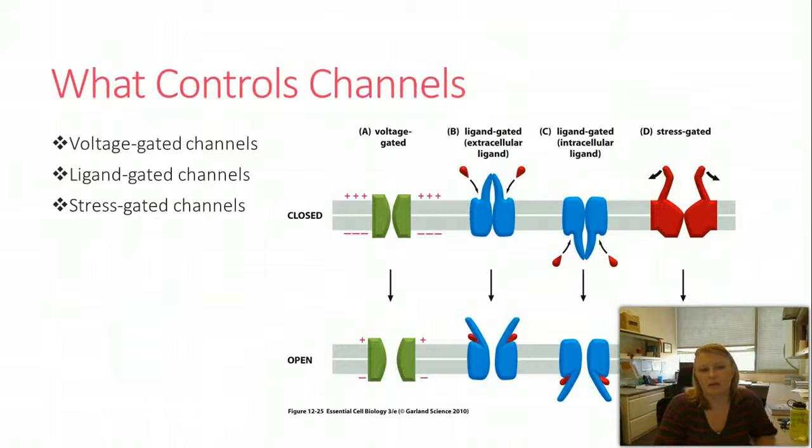So how are they controlled? There are three main types of controls in ion channels. There's voltage gated. We're going to talk a lot about voltage gated channels and how this works in nerve cells in a second, but basically, the electrochemical gradient is what helps open and close them. Then we have ligand gated, where a ligand has to bind and change the conformation of the ion channel, allowing it to open or close. And then we have stress gated, where a physical event occurs on that gate that allows it to open or close.